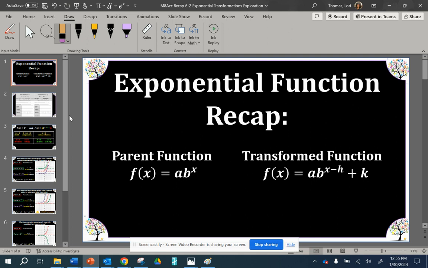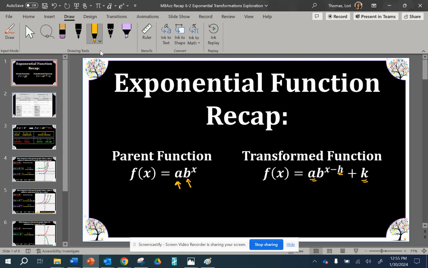Okay, guys, in this lesson, we are going to move on from our parent function of f of x equals ab to the x, our basic exponential function, where a is the initial value, b is our common ratio or the multiplier, and we're going to move on and transform the parent function to create new versions. And just like with quadratic transformations, we're going to have a variable h, a variable a, and a variable k. And each of these transforms the parent function.